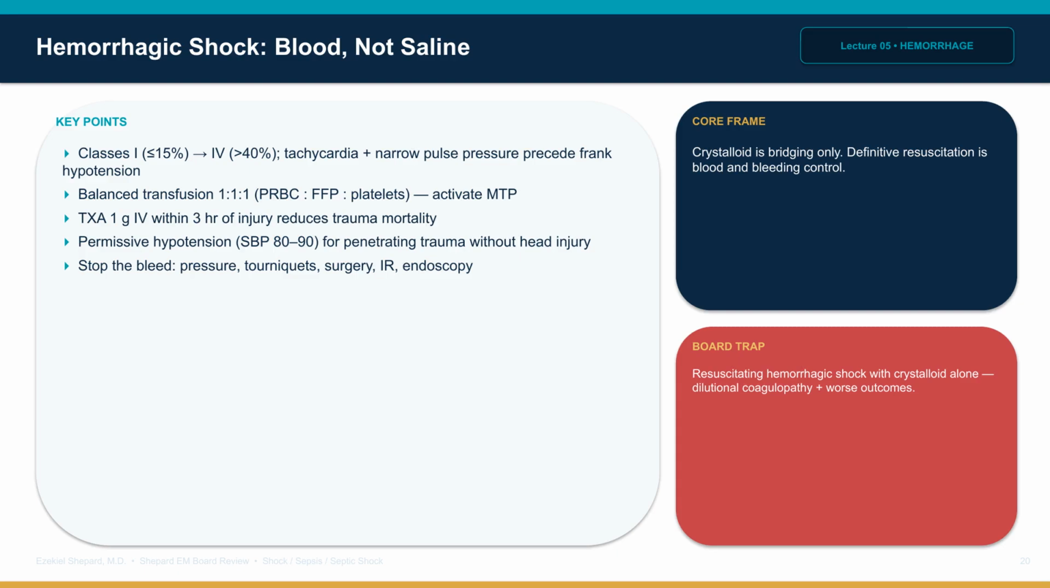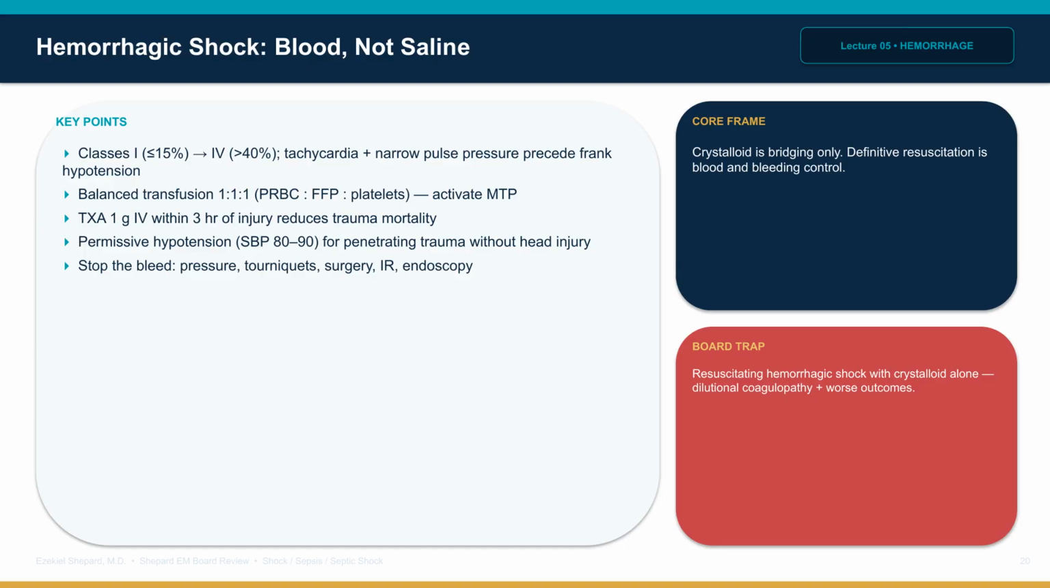Hemorrhagic shock is hypovolemic shock from blood loss, and the treatment is blood. The classes of hemorrhagic shock are based on percentage of blood volume lost. Class 1 is up to 15%, Class 2 is 15 to 30%, Class 3 is 30 to 40%, and Class 4 is greater than 40%. Tachycardia and narrowed pulse pressure precede frank hypotension. The resuscitation is balanced transfusion with packed red blood cells, fresh frozen plasma, and platelets in a 1:1:1 ratio, activated through the massive transfusion protocol when indicated. Tranexamic acid, 1 gram intravenously within 3 hours of injury, improves trauma mortality.